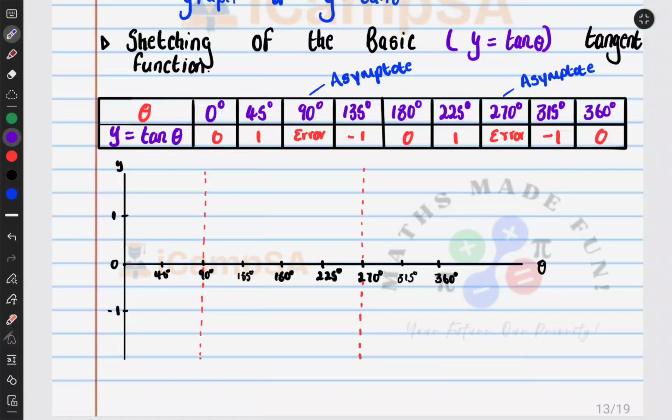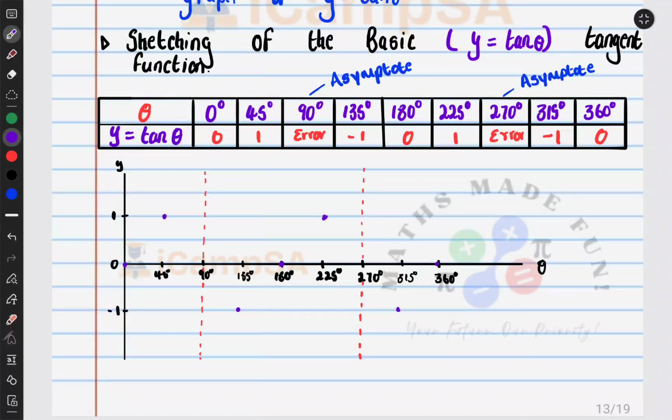Okay, then let's plot our points. At theta 0 degrees, we have 0. At 45 we have 1. Then at 90 asymptotes, at 135 we have -1. At 180 we have 0, and then at 225 we have 1. At 315 we have a -1. At 360 we have a 0.